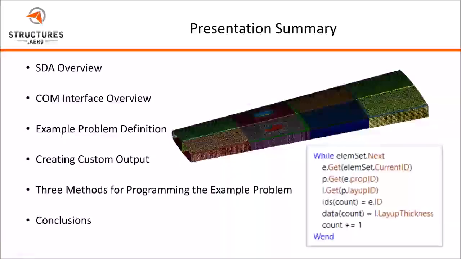We'll give an overview of how you create custom output vectors in Femap. That is what we will be doing today. And then we'll dive into 3 different methods of programming the same problem and do a speed comparison on them, look at the effects of different API calls and how we can get things to run faster. And then we'll wrap up the conclusion and we'll take questions at the end.